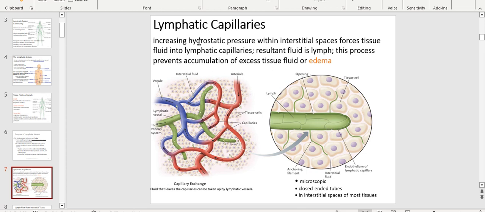Increasing hydrostatic pressure within interstitial spaces forces tissue fluid into the lymphatic capillaries. So when there's a buildup of fluid interstitially, these open up, and the resulting fluid is now lymph. This process prevents accumulation of excess tissue fluid, or edema. You've seen elderly people with swollen feet. They have to wear specialized socks to keep those ankles from swelling. There's your edema right there.